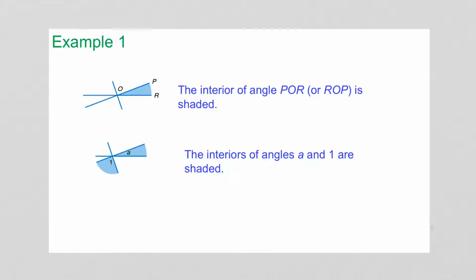Now, I also want to point out when you name an angle with 3 letters, the vertex has to be in the center. So we could call this angle POR or angle ROP, but not any other combination of those letters.